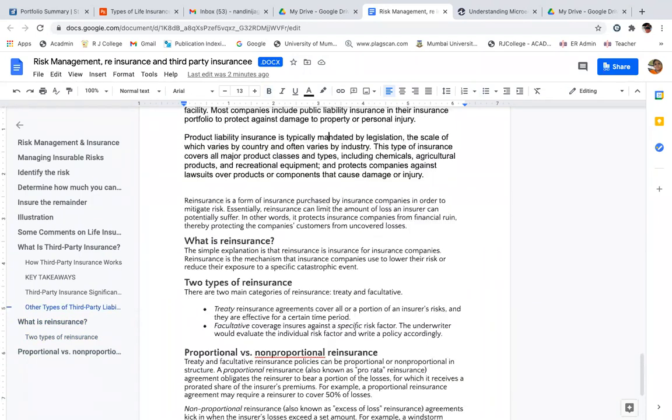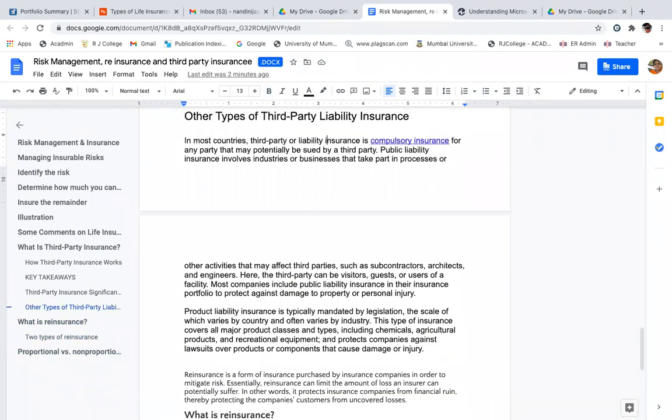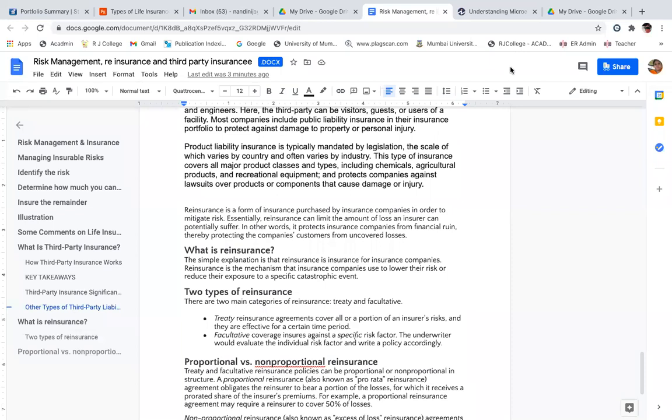Now we talk about the next concept of reinsurance. What is reinsurance? See, I insure it with some company. The company again insures my asset with some other company. समझ में आ रहा है आपको? Again, because the company may want to lower its risk or reduce its exposure to any kind of catastrophic event. So they will reinsure.